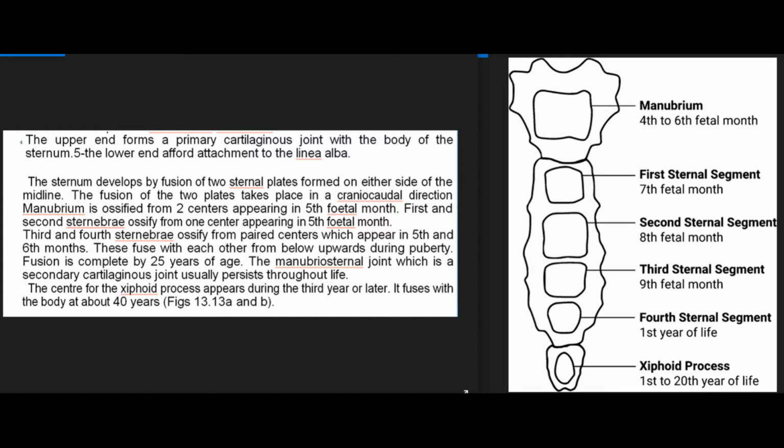Third and fourth sternebrae ossify from paired centers which appear in the 5th and 6th months. These fuse with each other from below upwards during puberty. Fusion is complete by 25 years of age. The manubriosternal joint, which is a secondary cartilaginous joint, usually persists throughout life. The center for the xiphoid process appears during the 3rd year or later. It fuses with the body at about 40 years, Figs 13.13a and b.